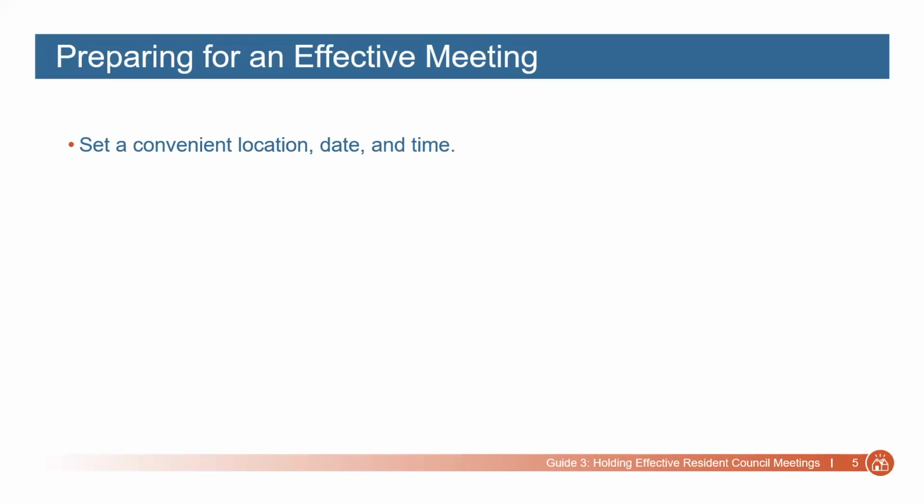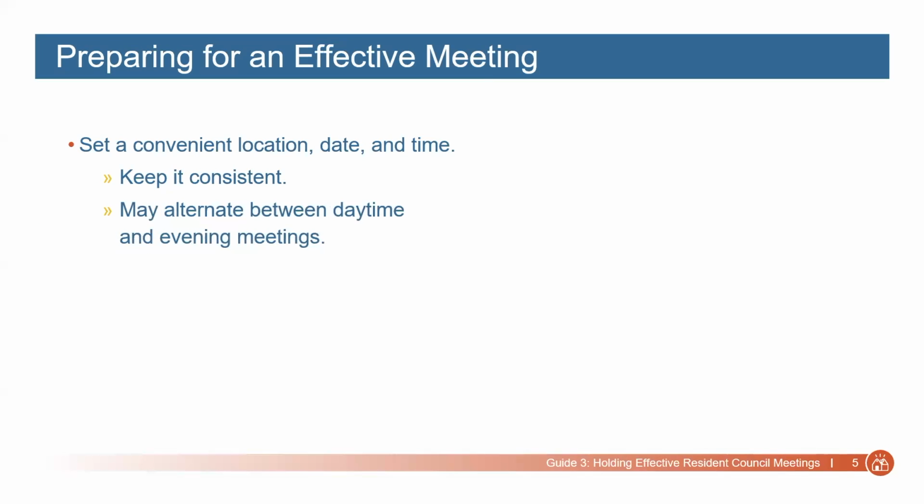Much of the work for an effective resident council meeting happens before the meeting. To prepare, you will want to set a convenient location, date, and time for the meeting. Keep it consistent. For example, always hold the meeting on the first Tuesday of the month at 7 p.m. However, if residents at your property have varying schedules, you could alternate the meeting time. For example, alternating between daytime and evening meetings. Talk to the property manager to reserve a space for the meeting. The PHA should provide office space and meeting facilities for free.